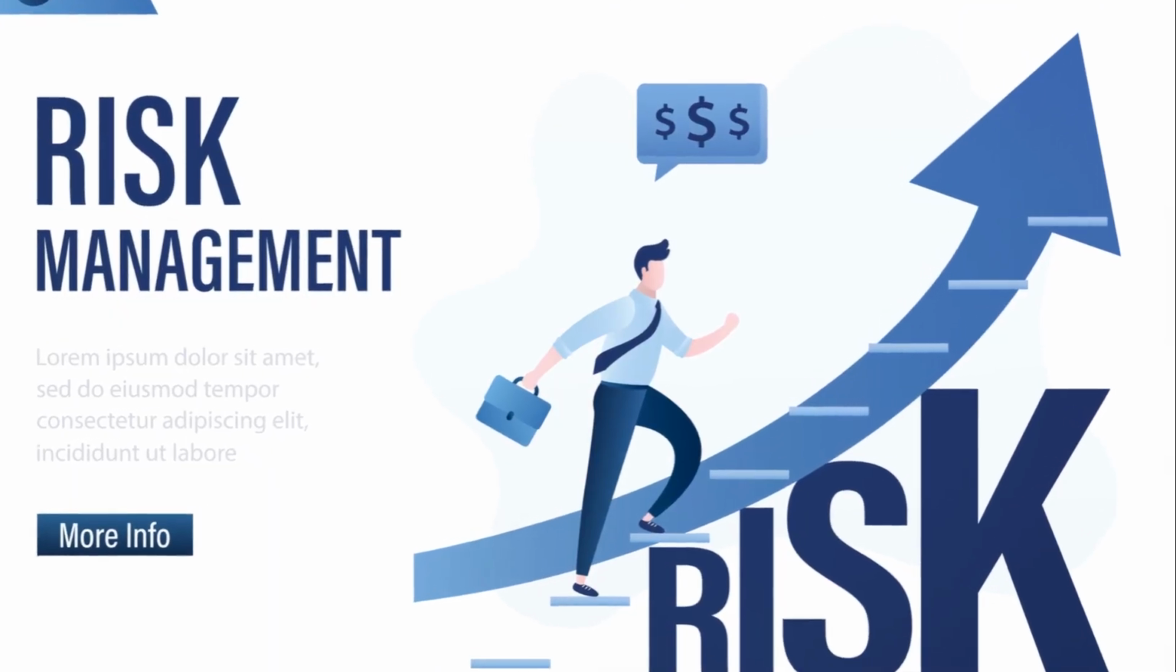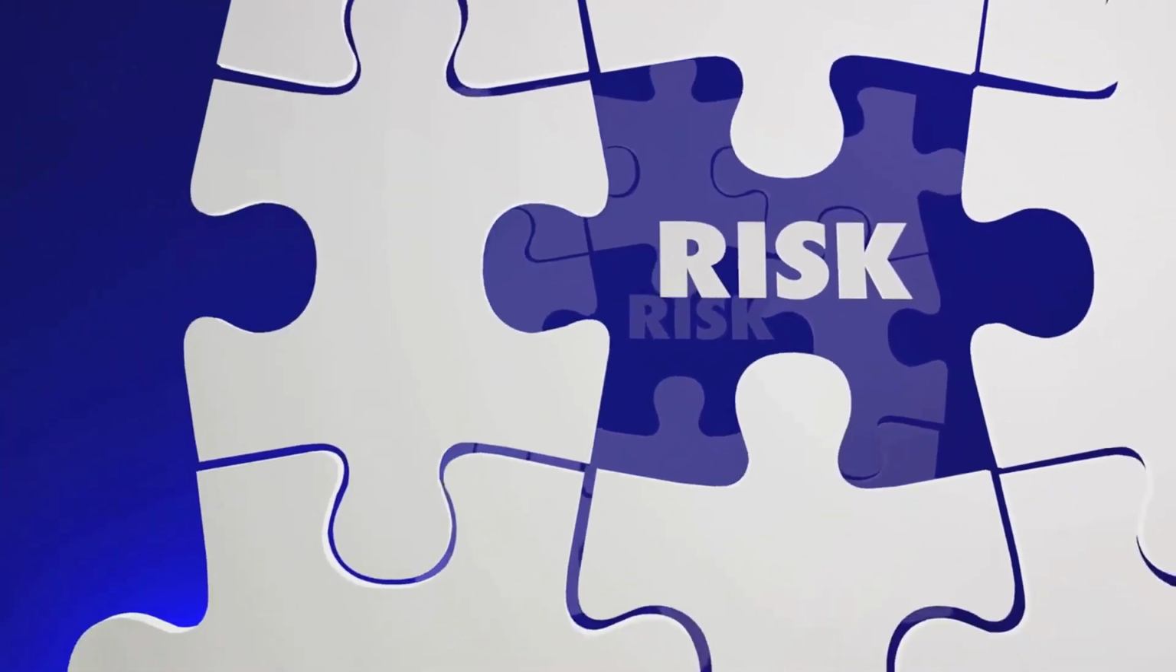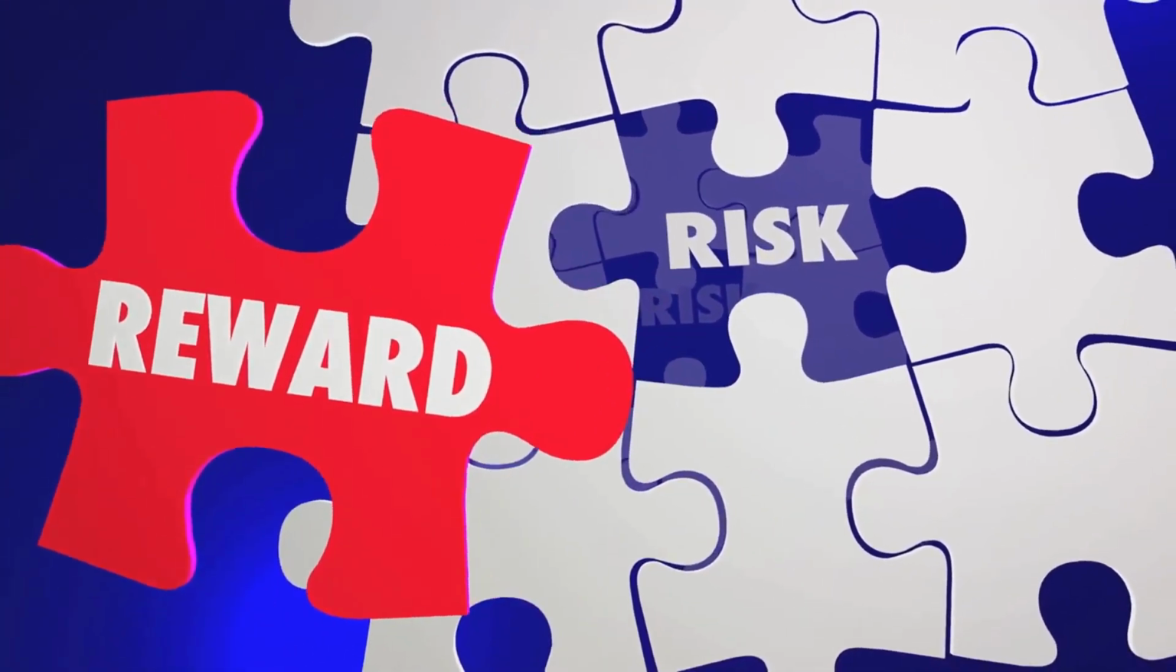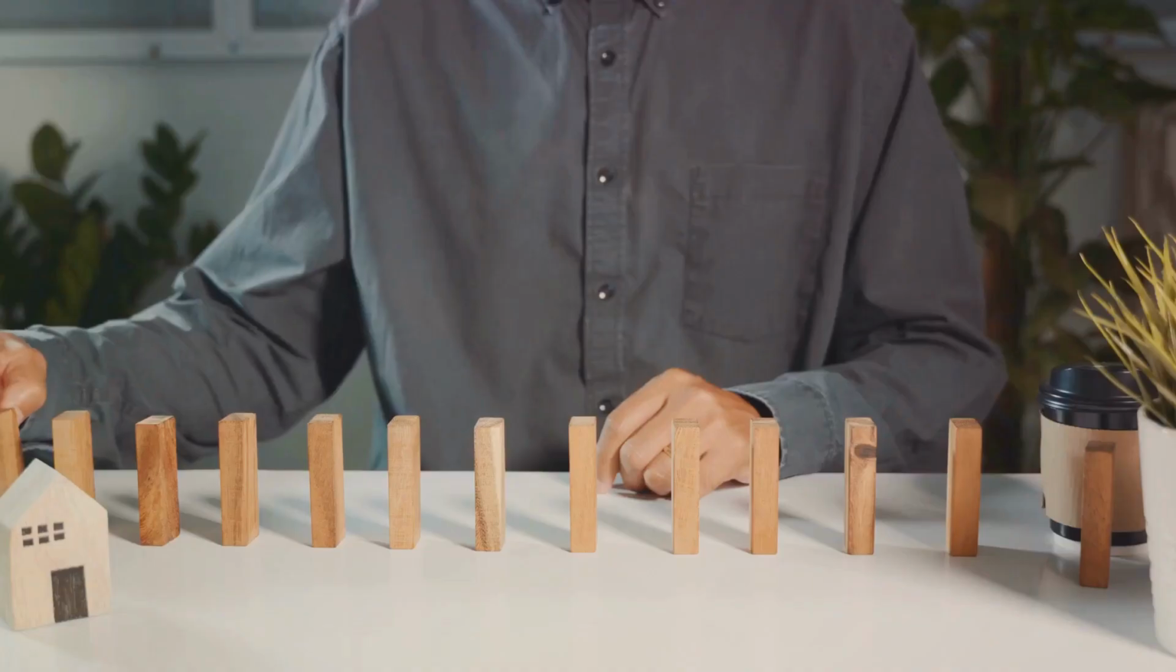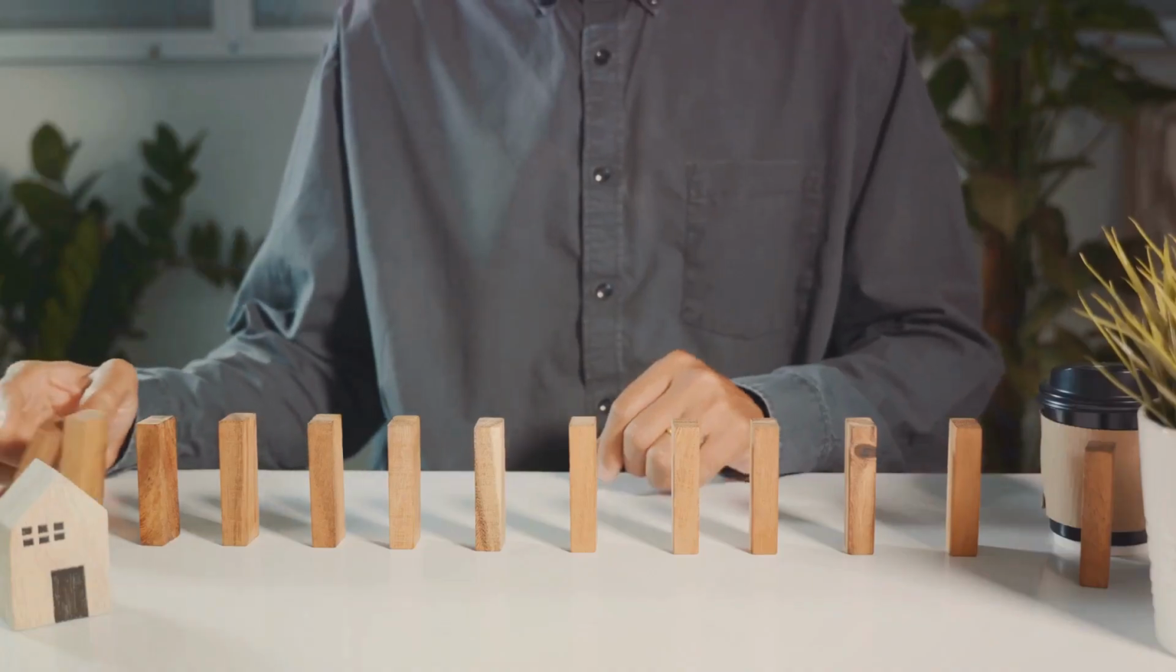So, why is asset allocation important? Well, it's a risk management strategy. By diversifying your investments across different asset classes, you're not putting all your eggs in one basket. This way, if one asset class performs poorly, the others may help offset the loss.